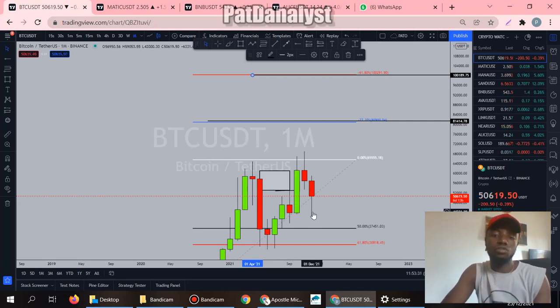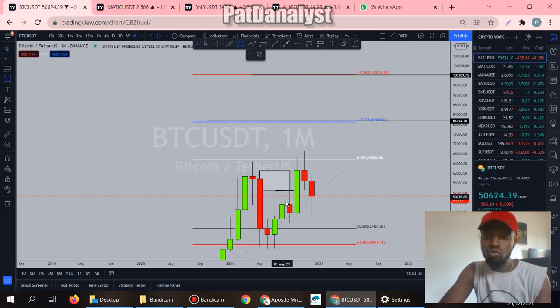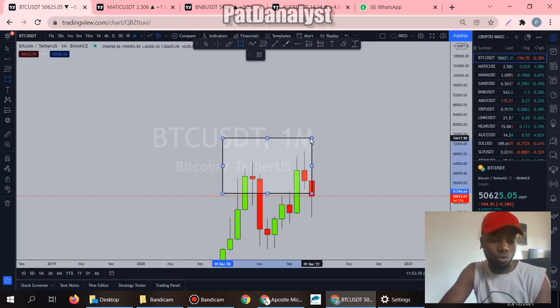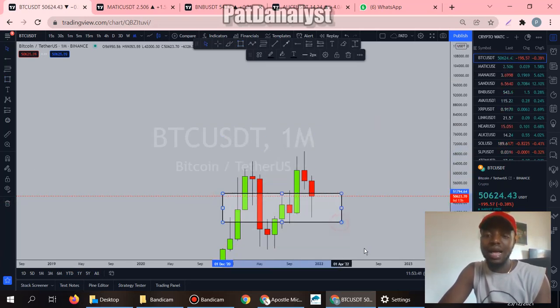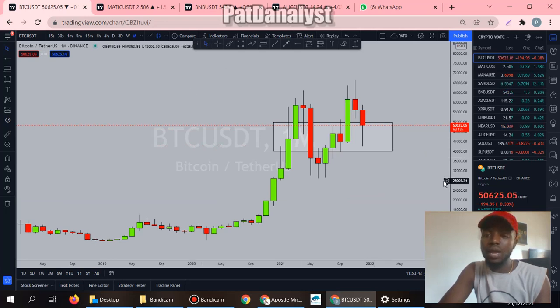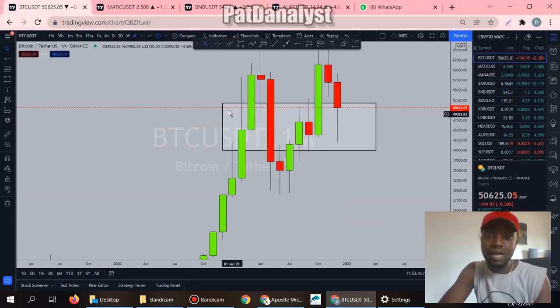So that is what the monthly is showing us. The monthly is showing us that the market came back to retest a demand zone, and to know if this demand zone is going to hold, you just have to wait and see if the body of the weekly and the monthly candle is going to close above the demand zone. So this is the demand zone candle.